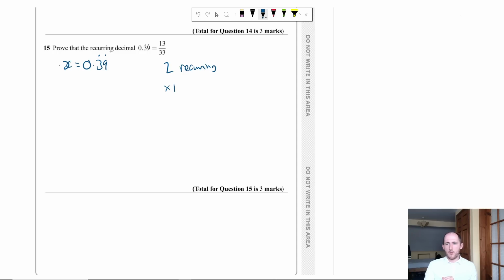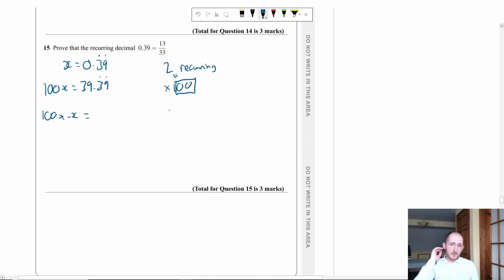we're going to times it by 100, because the number of zeros should equal the number of recurring decimals. So if it was like 398 recurring, you times by 1,000. If it was just 3 recurring, you times it by 10. If it was 3987 recurring, you times it by 10,000. Okay? So we're going to do 100x, and if you notice, you're going to get 39, and then it will still have the exact same recurring decimal. Then you're going to subtract these from each other. So 100x minus x equals, so that'd be 39.39 recurring minus 0.39 recurring, so you're just left with 39, right?